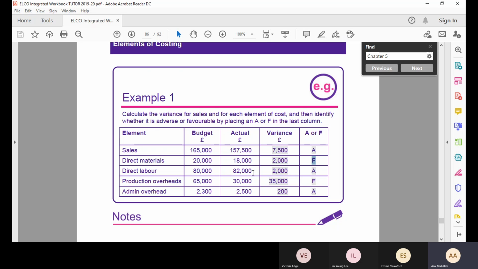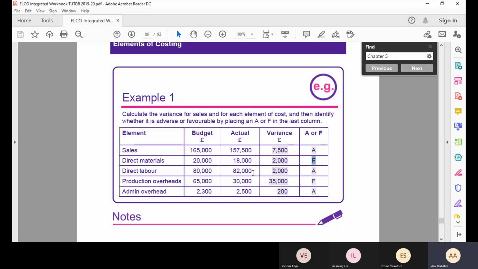Another reason maybe some of your staff are absent due to illness. So again, this is another reason, illness, maybe causing the cost of direct labor to go up. So that's two reasons why your actual direct labor is greater than budget by 2,000 pounds: due to the maternity and due to the absence from illness.